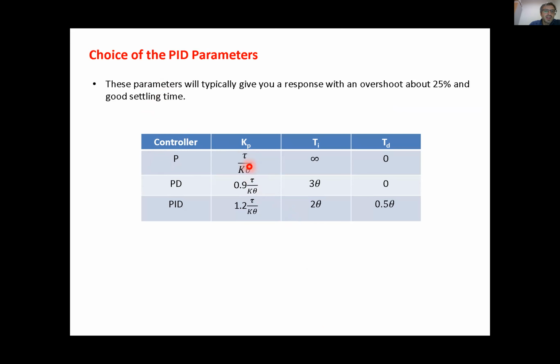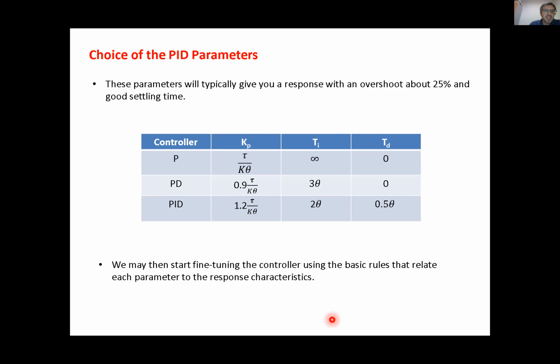Using theta, tau and the DC gain, we can set the parameters proportional gain, integral time constant and derivative time constant for our controller. In case of a PID, for example, we set these values for the KP and these values for the TI and TD. This will ensure that the response we get from our system will have an overshoot of about 25% and a good settling time. So try to do the best that you can.